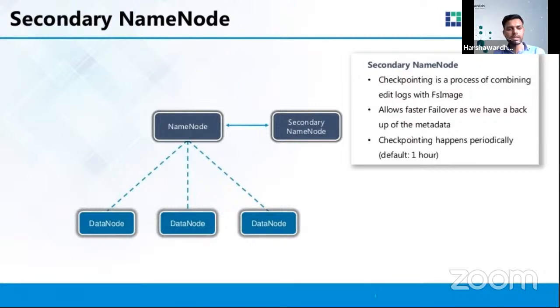On a similar basis, all the data nodes would be sharing their status reports, their heartbeats. Heartbeat means I'm alive. They are sending that information.